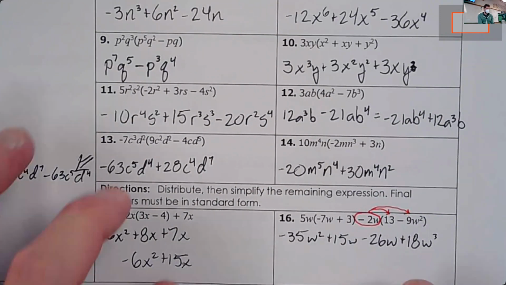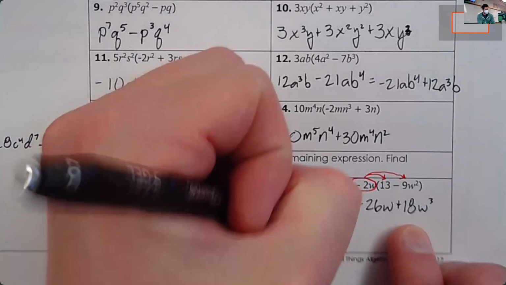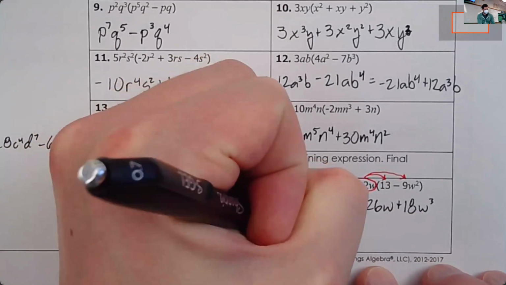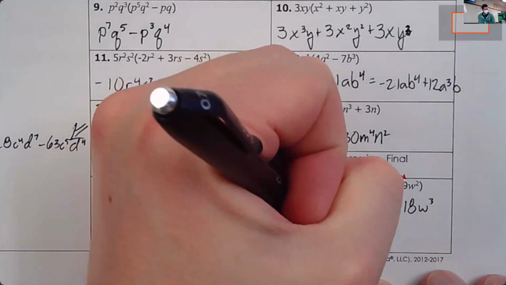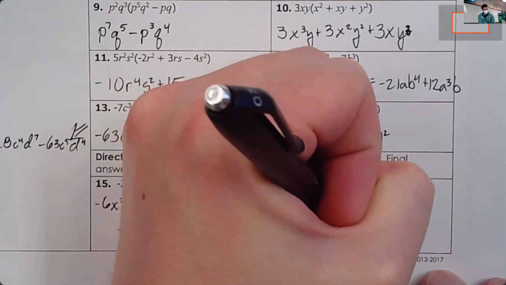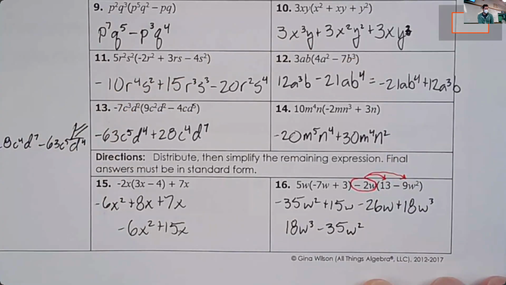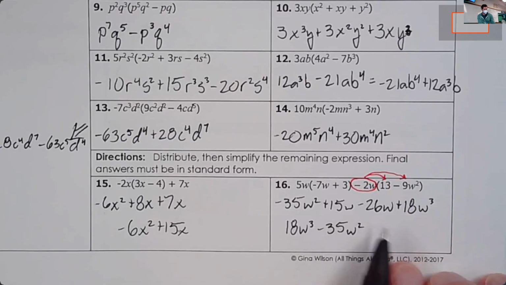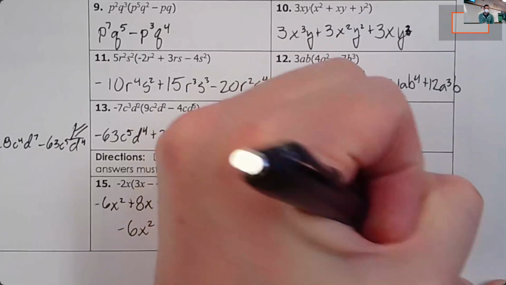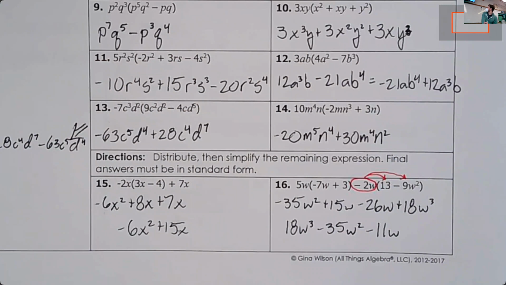So we're going to start here with the 18w to the third. And then there's only one term with w squared as well, so minus 35w squared. And then 15 minus 26, those are like terms, they both have a w. 15 minus 26 is negative 11, so minus 11w. So that's our answer for number 16. 18w to the third minus 35w squared minus 11w.